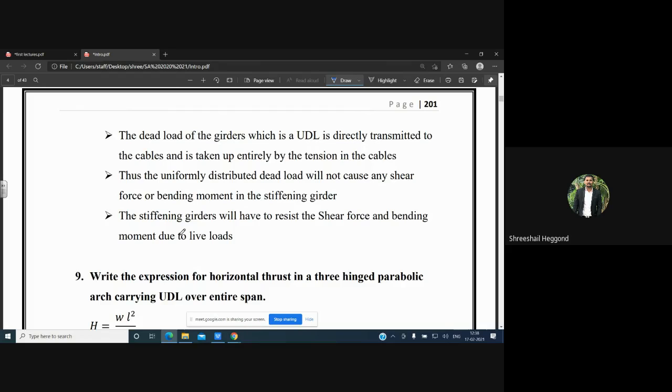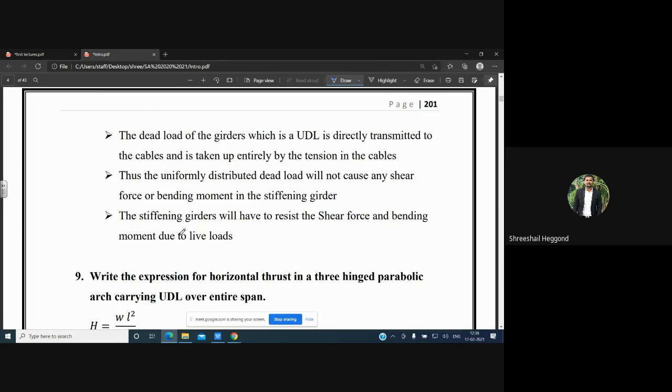Thus, the uniformly distributed dead load will not cause any shear force or bending moment in the stiffening girder, because the dead load will be considered to be taken by the tension member. It will not cause any shear or bending moment on the cables, which are supported directly at the end supports.